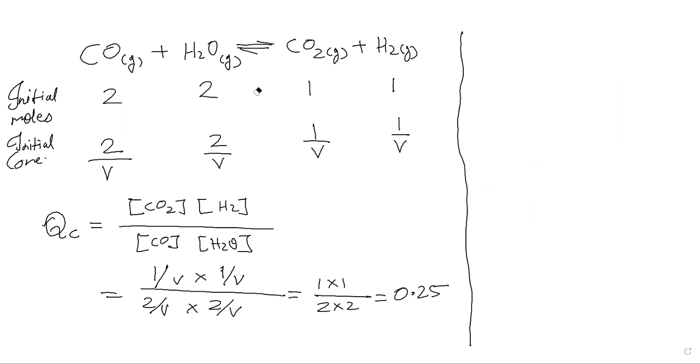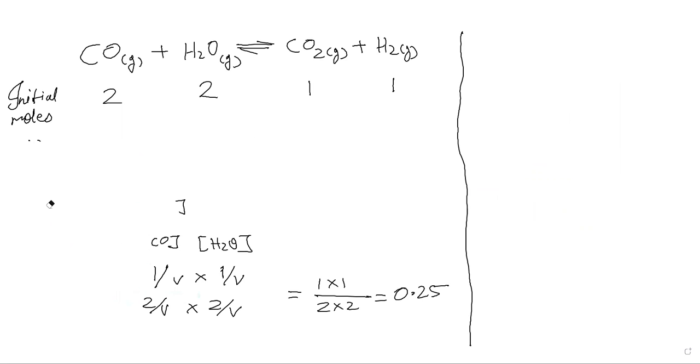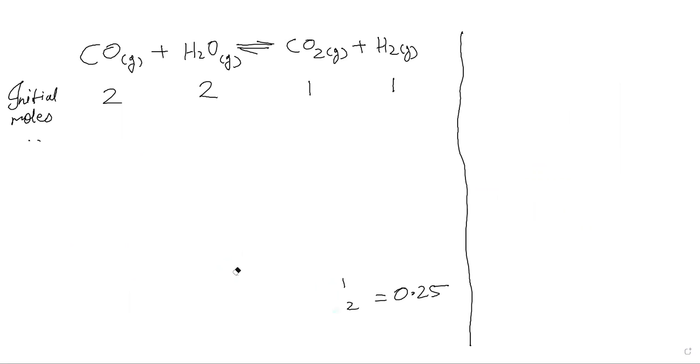So again, I'll write the initial moles: 2 moles of carbon monoxide present here, and 2 moles of water. And suppose equilibrium is reached here, then we need to write the moles at equilibrium also. So I'll write here these are the initial moles and then the moles at equilibrium. So let the degree of dissociation be alpha.